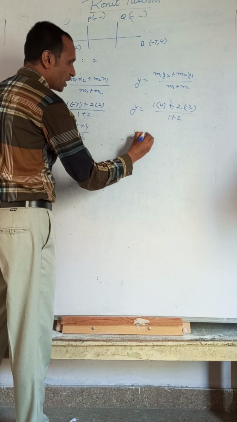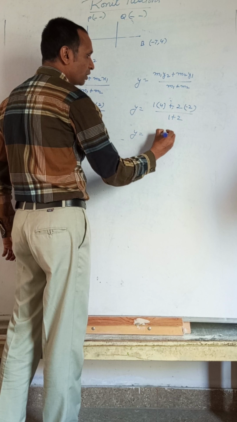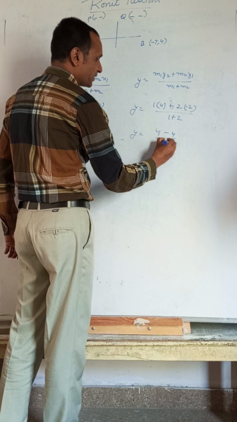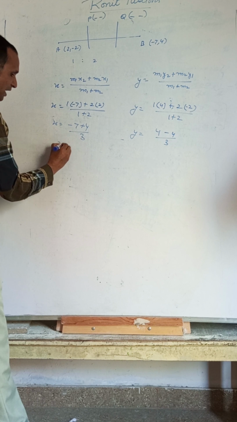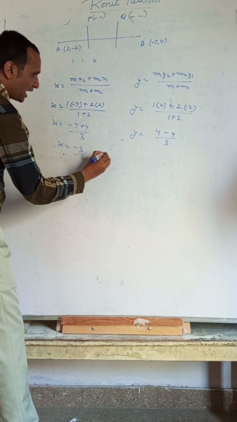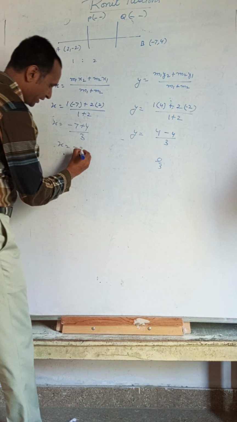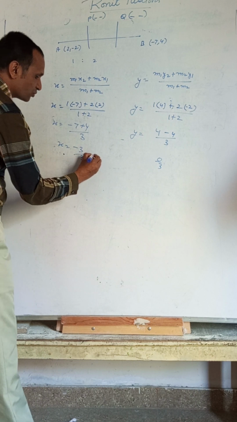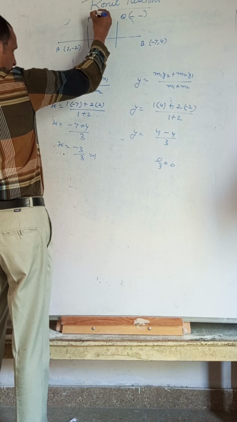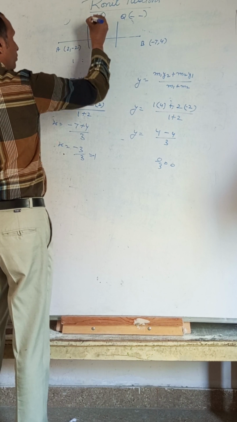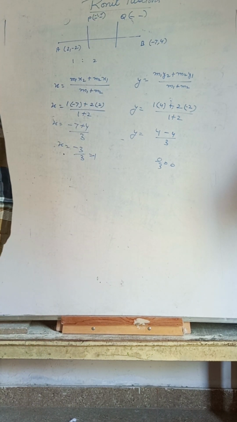On this side, y is equal to (4 minus 4) by 3. This number will come -3 by 3, so x is equal to -3 by 3, which is -1, and y is 0 by 3, which is 0. So the first point we got is -1 comma 0.